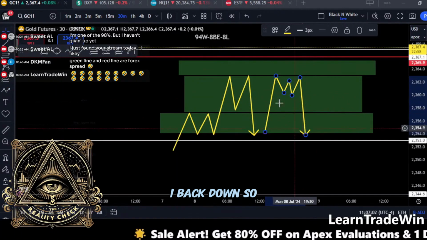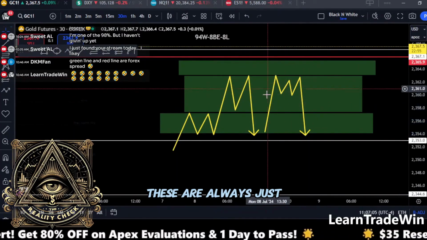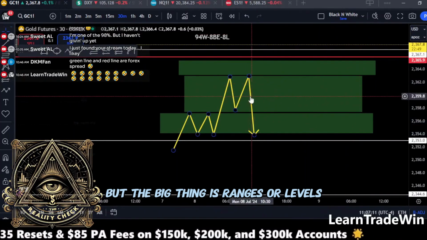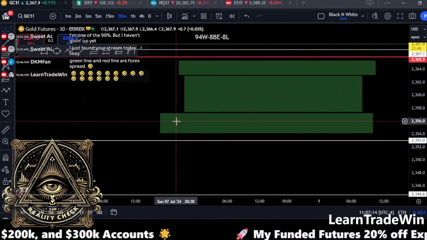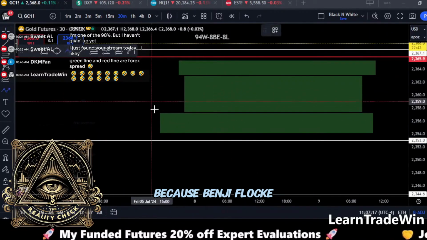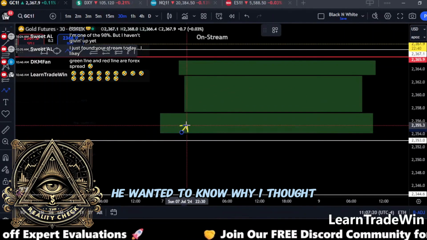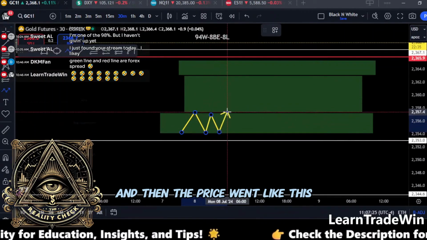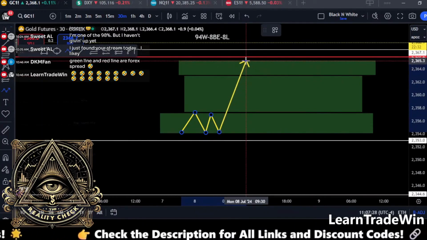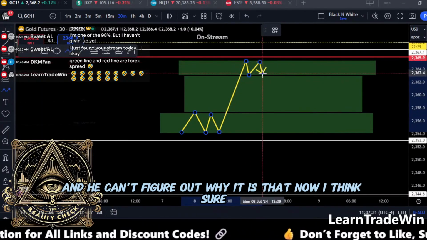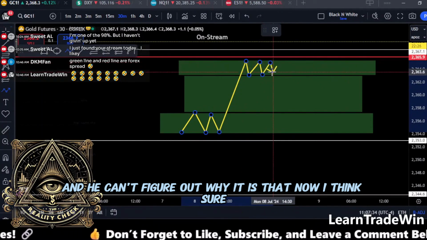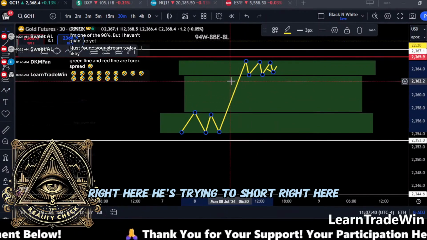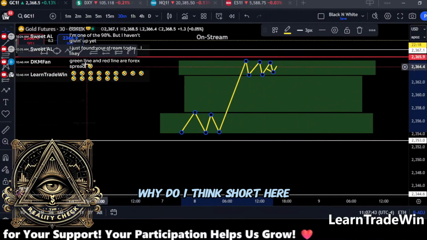Come back down. So these are always just kind of how it moves. But the big thing is ranges or levels or whatever you want to say. You want to keep track of what they are, because me and G Flocke were talking about this the other day. He wanted to know why I thought, you're right here, you're doing this number, and then the price went like this, and it goes up here like this, and he can't figure out why it is that now I think short. And he's trying to short right here. He's trying to short right here. Why do I think short here?